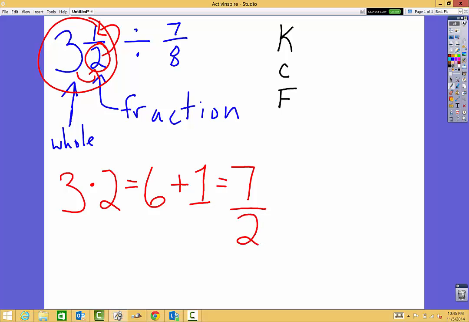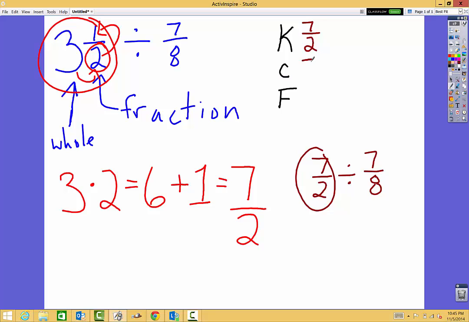And just for clarification, I'm going to rewrite the problem. So that 3 and a half I know is 7 halves divided by 7 eighths. And now I'm ready to start. So that K stands for keep. So I'm going to keep my first part the same, that's 7 halves. My next part, that divide, that is my change, is part 2. So that's number 2 with that C.